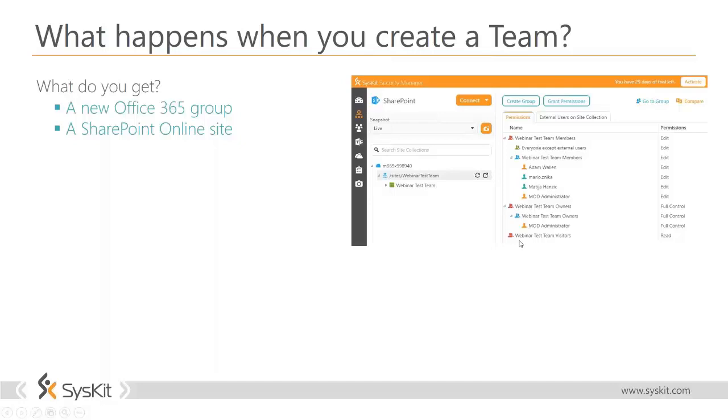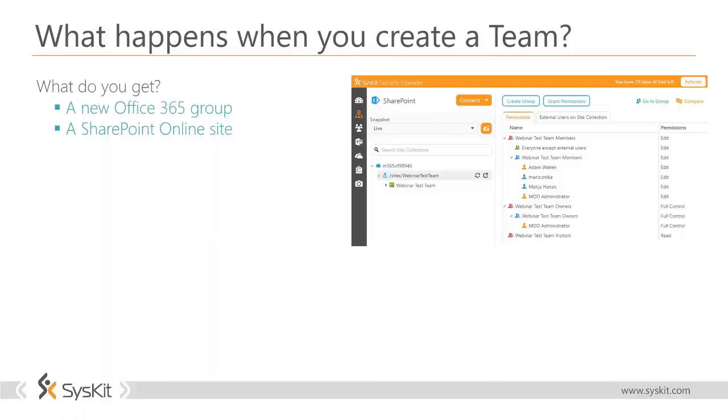So the site, once it's created, creates SharePoint groups, the standard groups that you will see on any Office 365 site or any modern site. So it has members, owners, and visitors. And inside the SharePoint groups, you actually have your team groups, and the owners of the team will go in the SharePoint owners, and in the SharePoint group members will go your team members. So that's important to keep in mind.